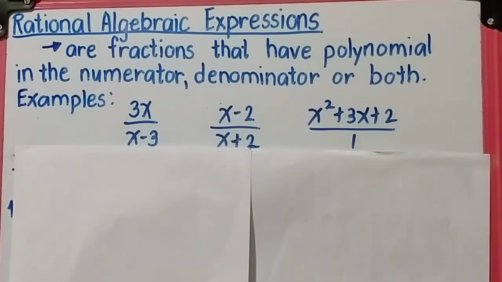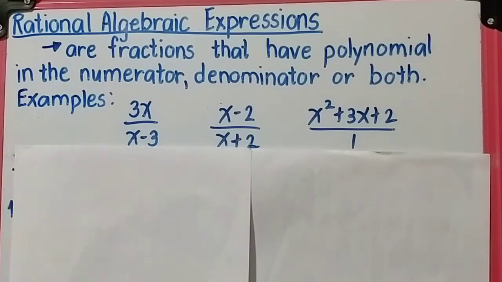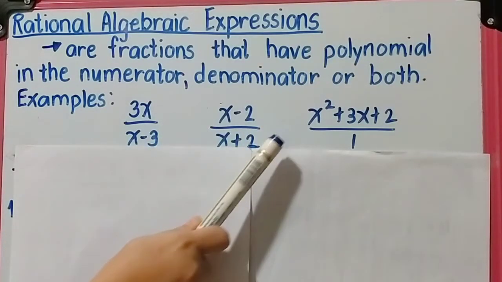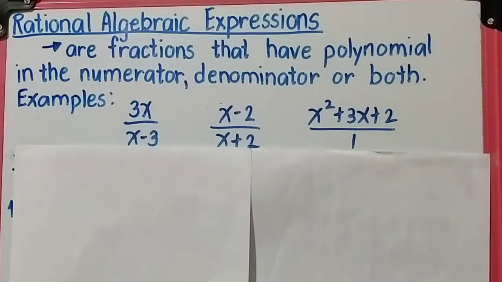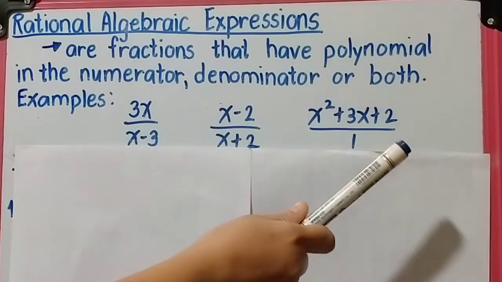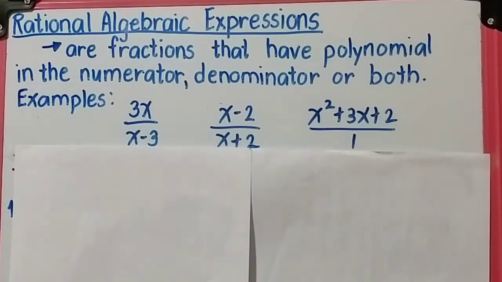Examples of rational algebraic expressions are 3x over x minus 3. Next one, we have x minus 2 all over x plus 2. And another one, we have x squared plus 3x plus 1 all over 1, or simply x squared plus 3x plus 1. So how do we illustrate a rational algebraic expression? To illustrate a rational algebraic expression, we just write it in fraction form. So let's take these examples.